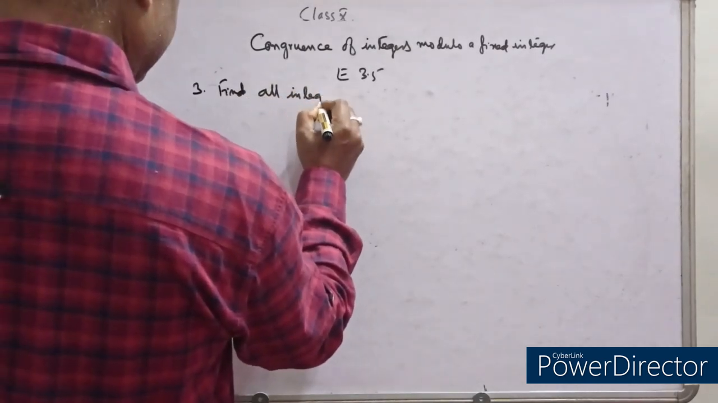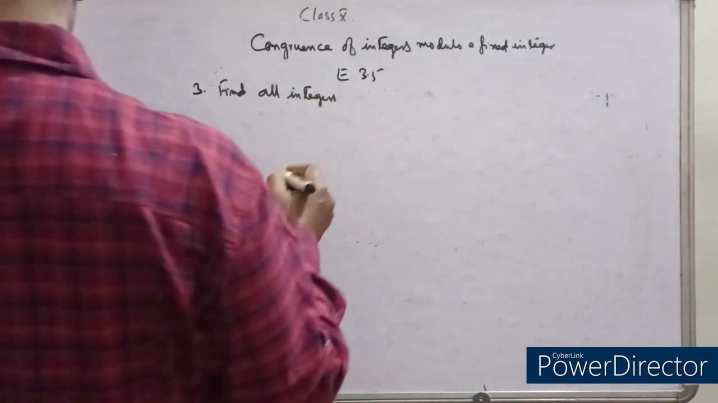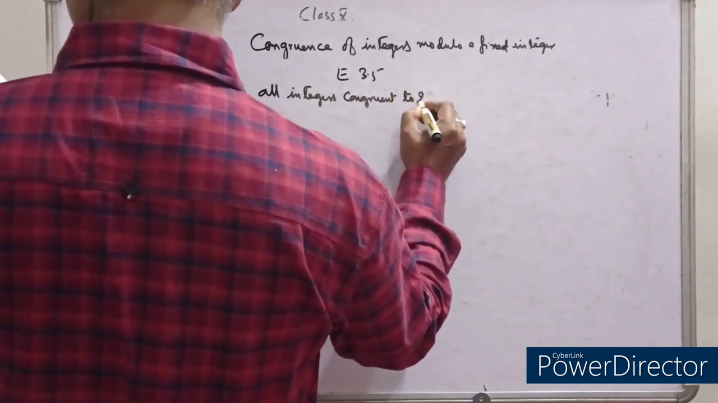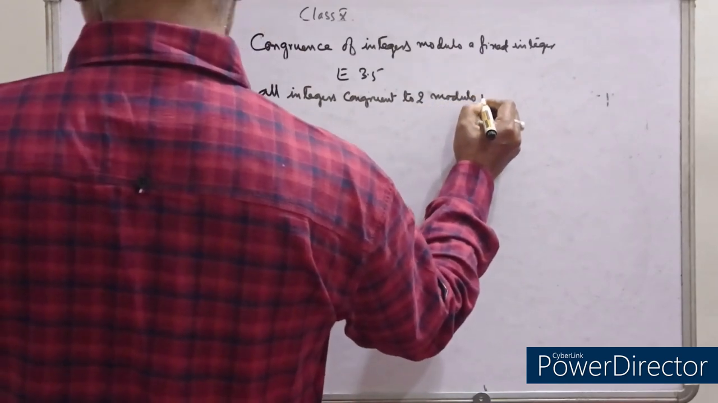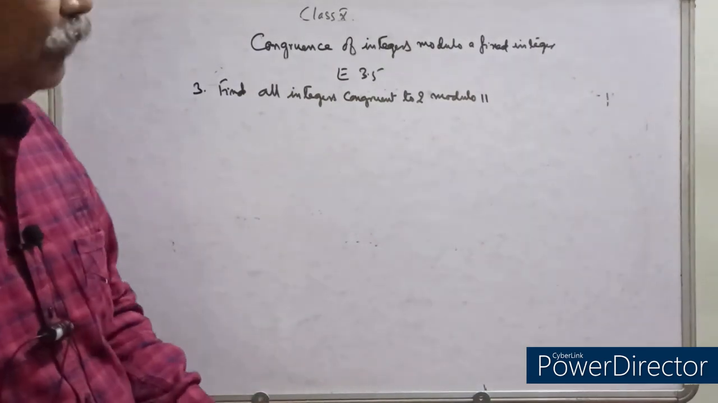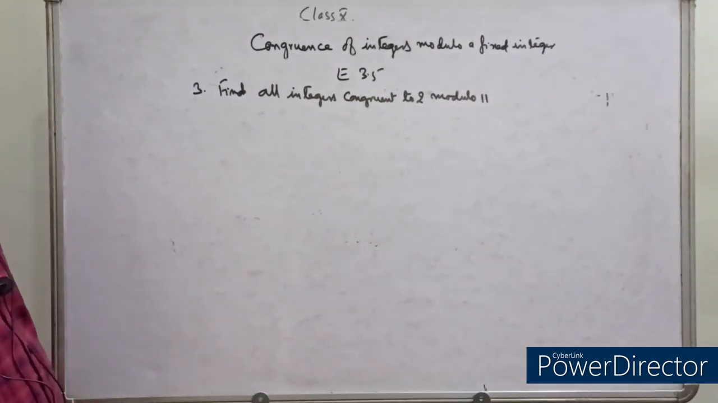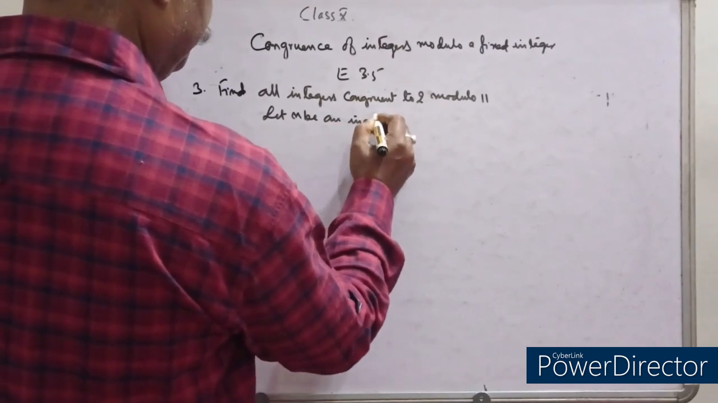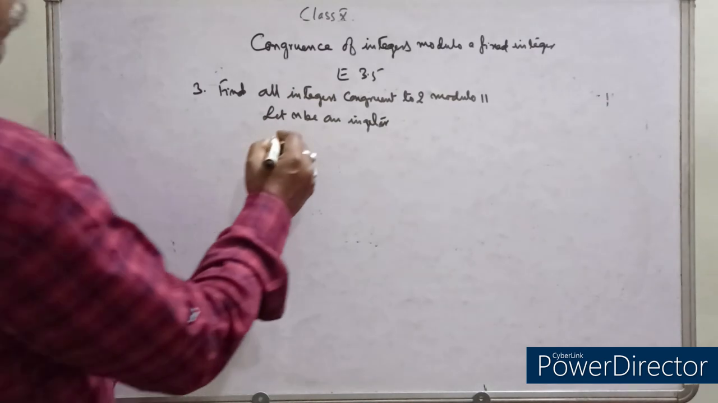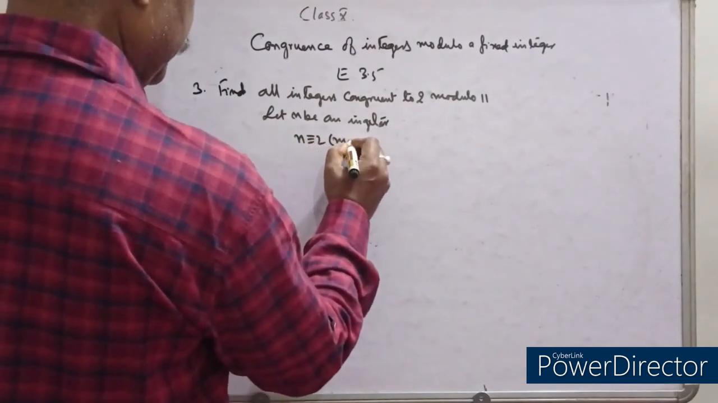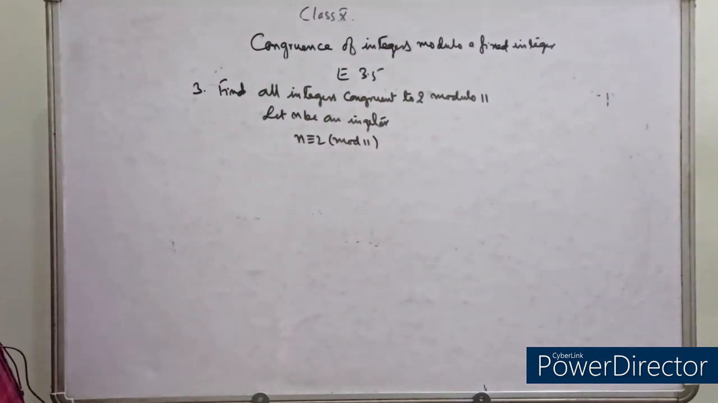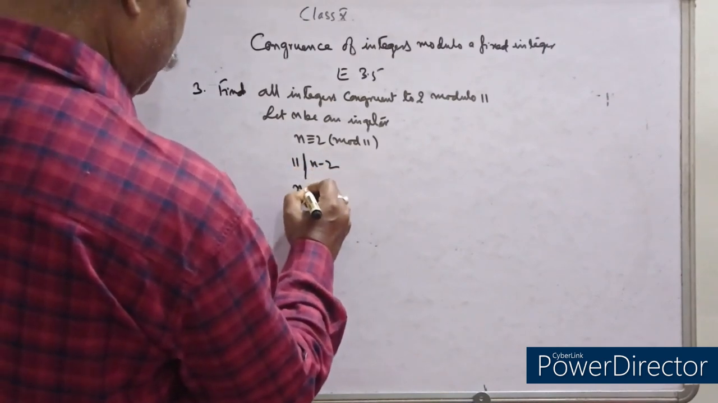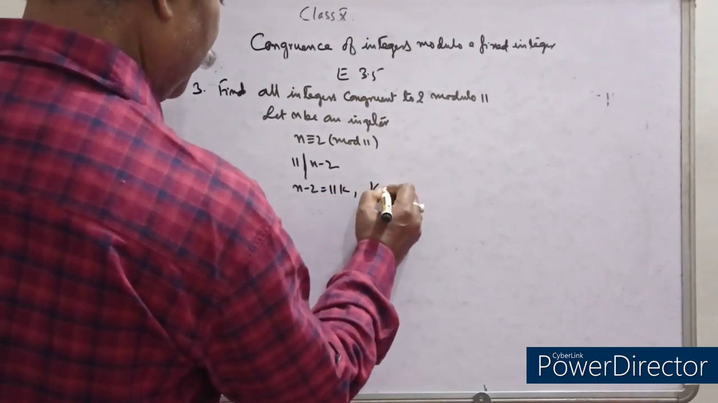Find all integers congruent to 2 modulo 11. So all integers n, the limit of n is not given, but we know that n is an integer. So let n be an integer. According to your definition, n is congruent to 2 mod 11. So as per your definition, that means 11 divides n minus 2. That means n minus 2 is equal to 11k, where k belongs to Z.